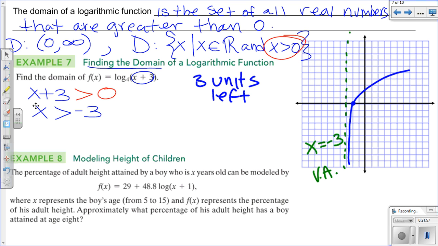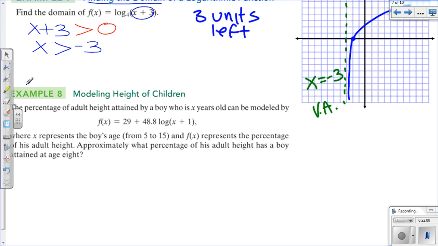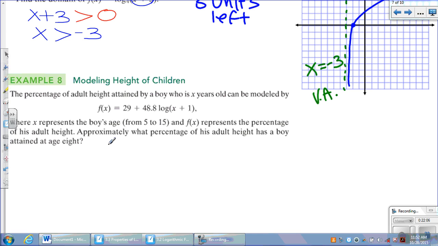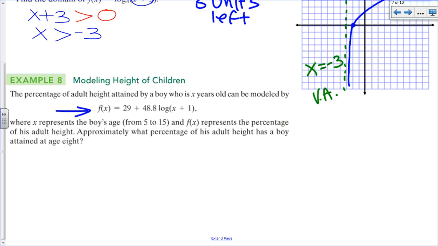Let's look at the next problem that we have here, which is example 8. And we have a formula that is a logarithmic function, and the percentage of adult height attained by a boy who is x years old can be modeled by this formula, where x represents the boy's age from 5 to 15, and f of x represents the percentage of his adult height. Approximately what percent of his adult height has a boy attained by age 8?